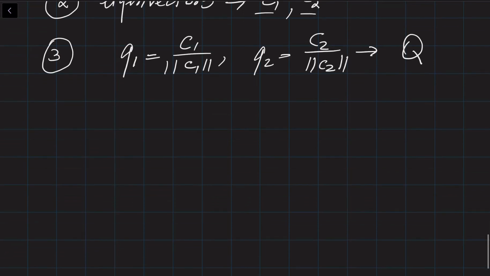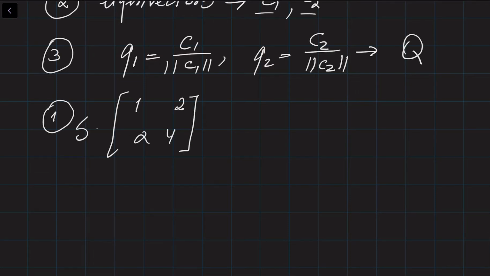So let's start from the first one. We are given the matrix 1, 2, 2, 4. In order to find the eigenvalues of this matrix S, we can solve this equation: the determinant of S minus lambda I is equal to 0.